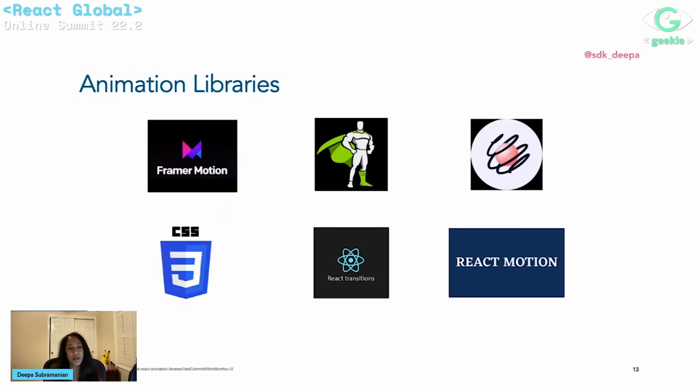And moving on to what are the popular animation libraries present in the market. We have something called Framer Motion, the Superman with the cape, green cape, green sock. As you can see, he is wearing only one green sock. And then this one is React Spring. And we talked about CSS. And there's something called React Transitions and React Motion.